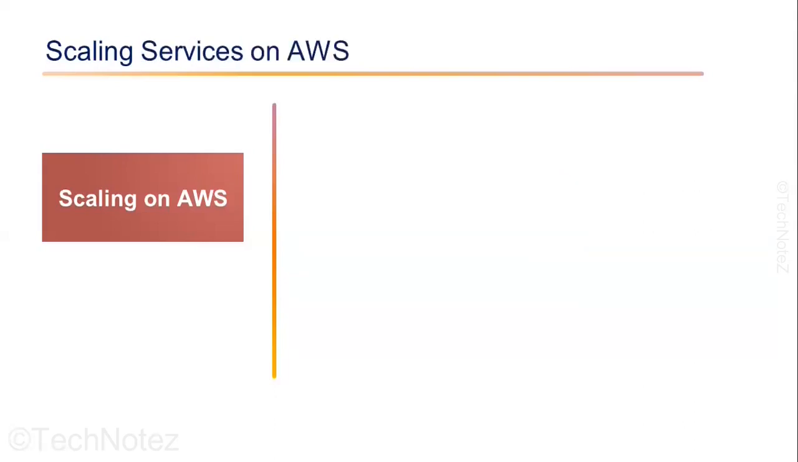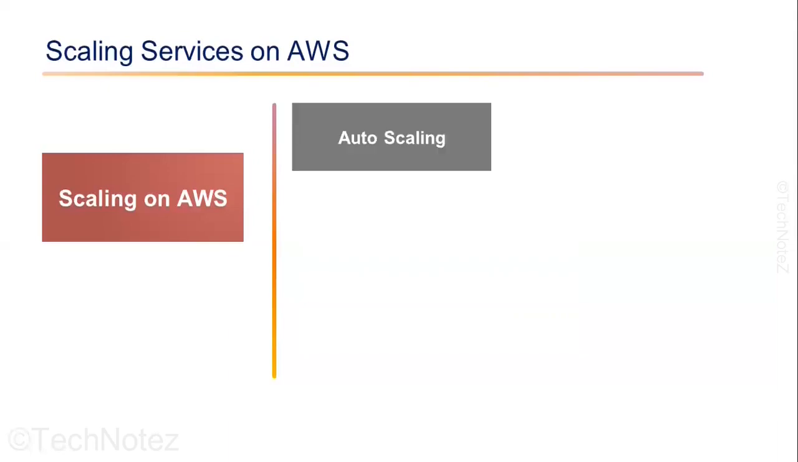There are multiple services on AWS that help you to scale the resources as and when required for your application performance. Auto scaling. Auto scaling automatically increases or decreases the number of resources based on predefined policies.